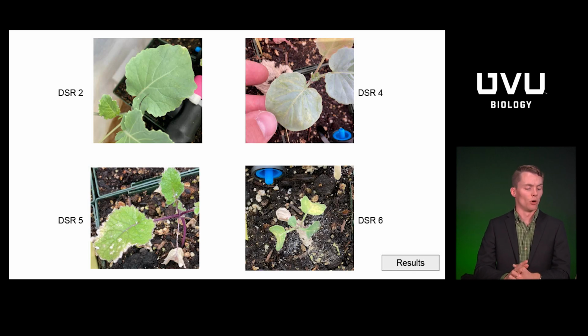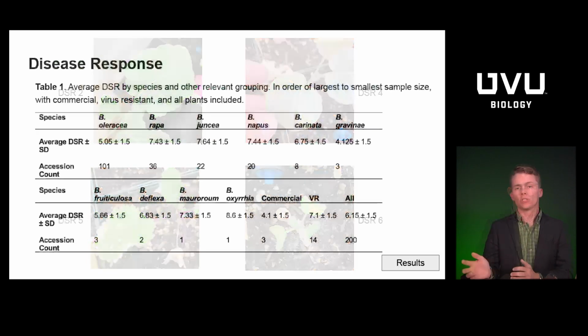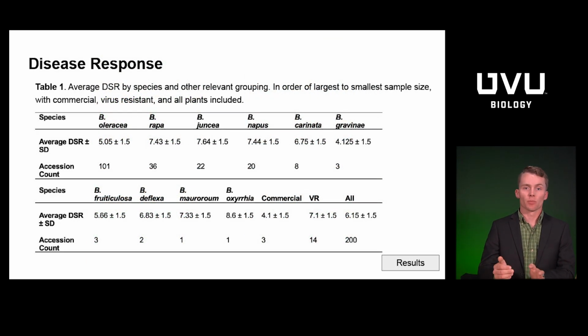We have a 2, a 4, a 5, and a 6. You'll notice there the varying levels of discoloration or lesions in that leaf tissue. And then 6 there, you can notice that extreme discoloration, that vast change in color between the green and the yellow in the plant there. We use that DSR, of course, to screen these plants and quantify their reaction to this virus.